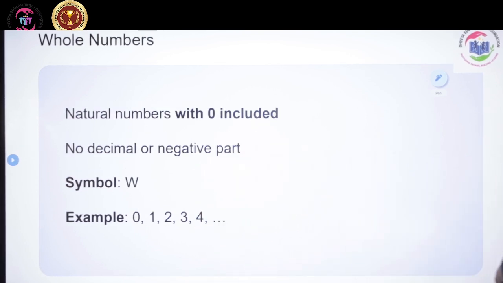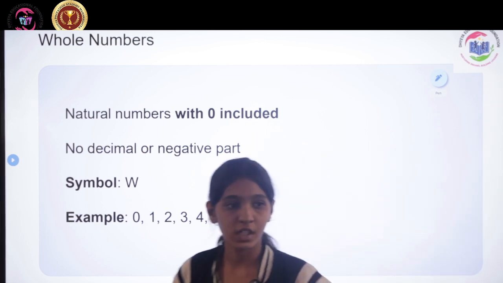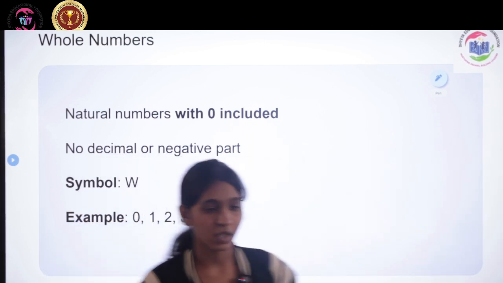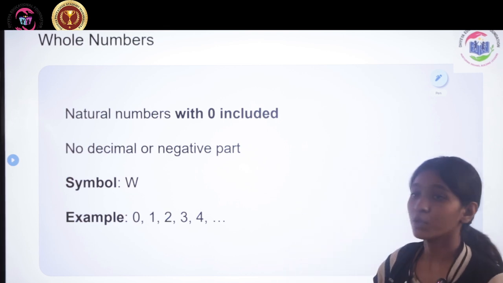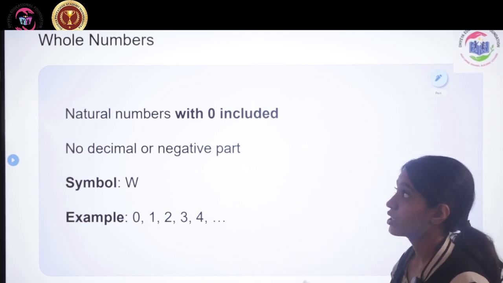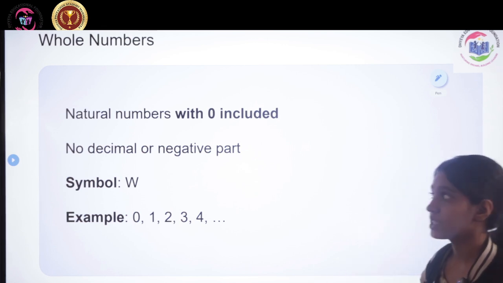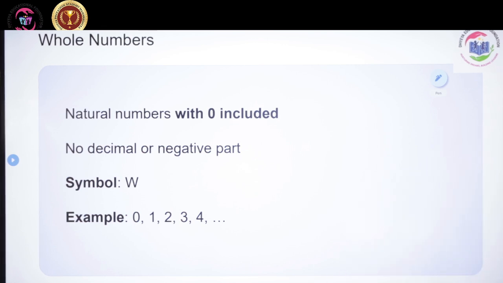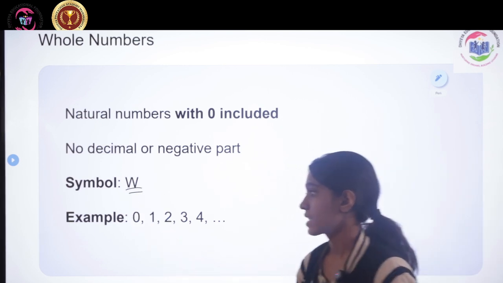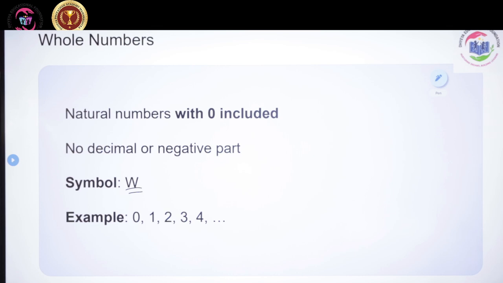Next type of number, whole number. What is the whole number? Natural numbers with 0 included in it. Whole number is also a superset of natural numbers because it includes all the natural numbers, but it also includes zero. It starts from 0 to infinity and has no decimal or negative part. The symbol used is W. Example: 0, 1, 2, 3, 4. These are examples of whole numbers.